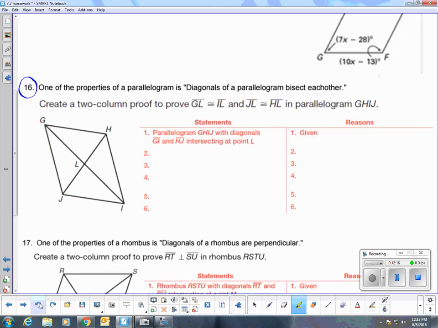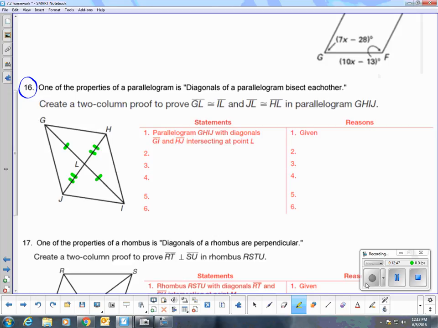What we're trying to prove is that in this parallelogram, segment GL is congruent to segment IL, and segment JL is congruent to segment HL. And that's what we're trying to prove. We don't know that. That's not part of the given, but that's what I'm trying to prove in this proof.